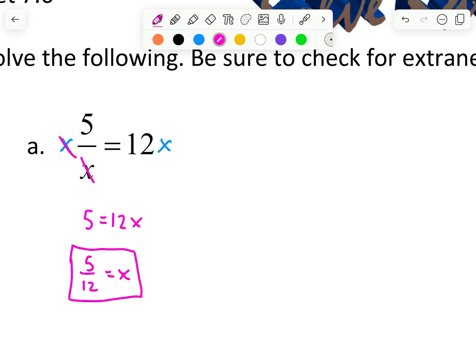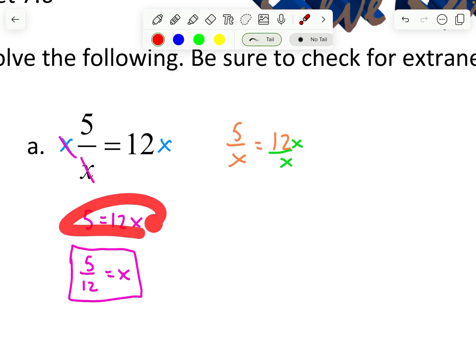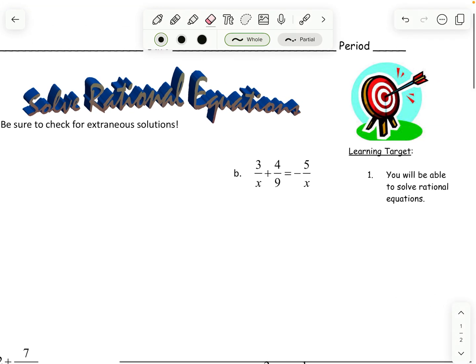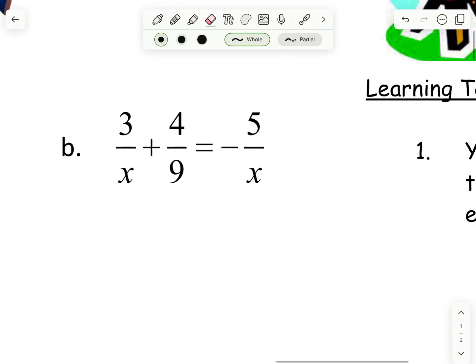So that's one way. The other way is two fractions are equal only if their numerators are equal and the denominators are equal. So if you have 5 over x equals 12, you can give 12 the same denominator as the left side, so multiply top and bottom by x. And now, since the denominators are the same and the numbers are equal, you know the numerators must be equal, and you get 5 equals 12x, which is exactly what we already did. So I might just do different problems different ways just so you can see both, but really you can choose which way you prefer. So let's go over to B.